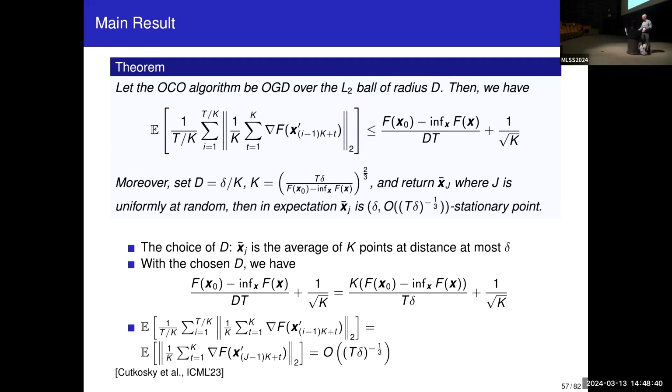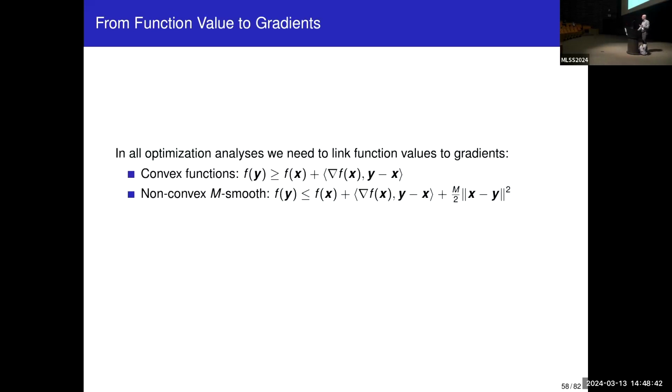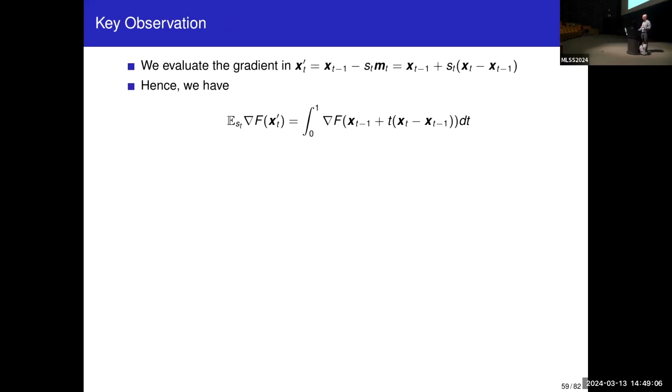Okay, so let's see the proof. First of all, I have to go from function value to gradients. This is essentially in any optimization algorithm. For convex functions, I use the fact that I can construct linear lower bounds. For non-convex smooth functions, I can construct quadratic lower bounds. This is also a classic result. What can I use for non-convex non-smooth? And this is the new trick.